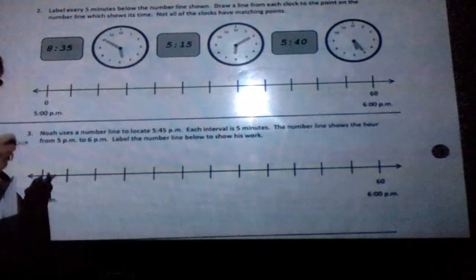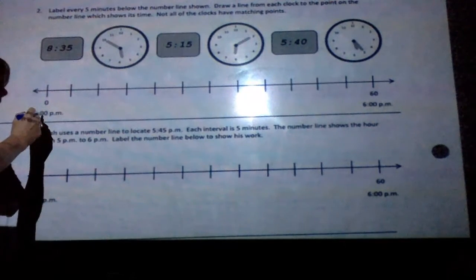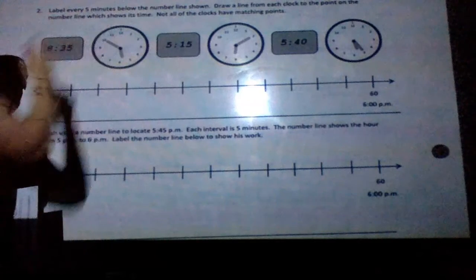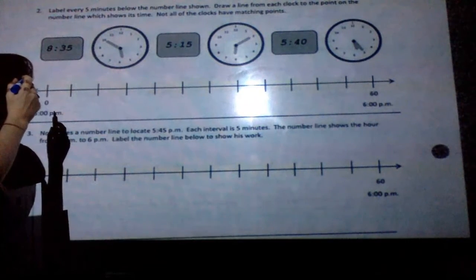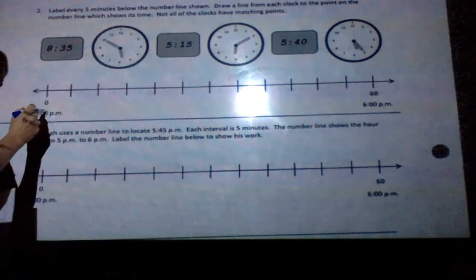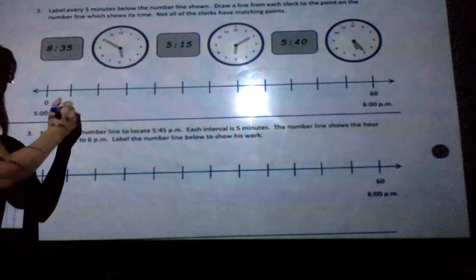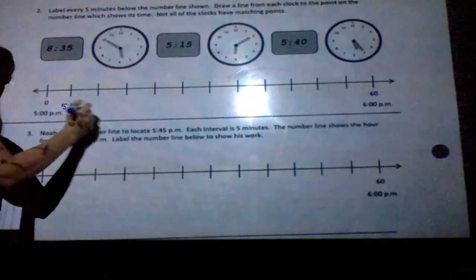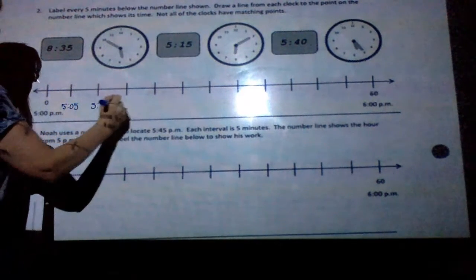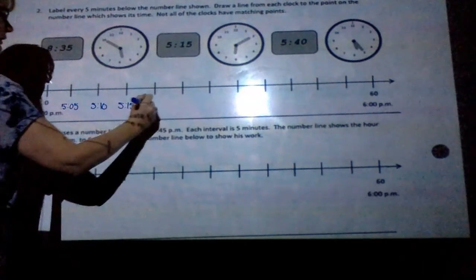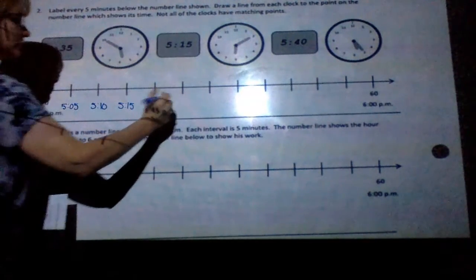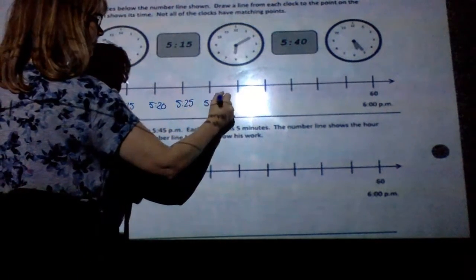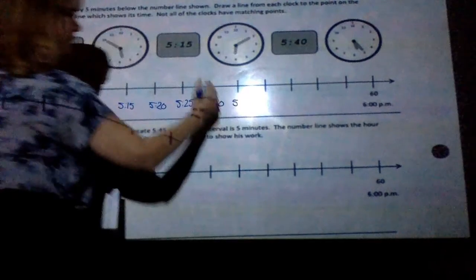Okay, on this worksheet, we have the times 5 o'clock and 6 o'clock. The first directions are label every 5 minutes on the number line shown. So we start at 5 o'clock here at the 0. Let's label the times. 5:05, 5:10, 5:15, 5:20, 5:25, 5:30. You should be halfway there at 5:30.